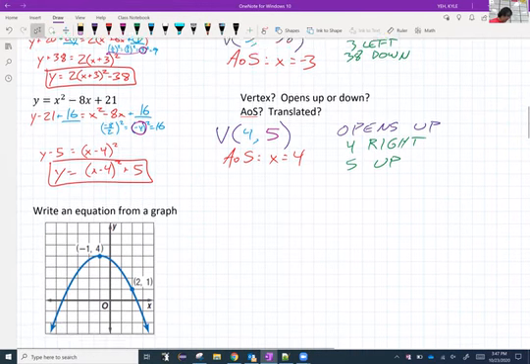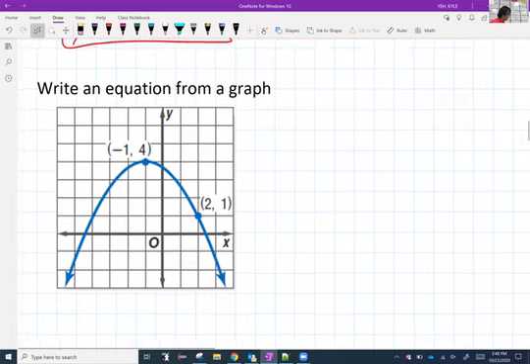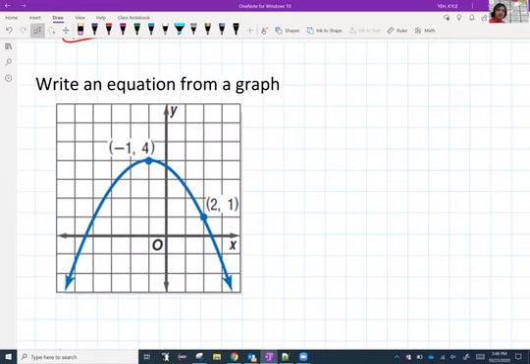So a couple other things here. Can we write an equation in vertex form if we're just given this graph? And the answer is yes, as long as we have two really important pieces of information. So take a look at this problem. It looks like the vertex is marked as -1, 4. And we're given this other point, 2, 1.